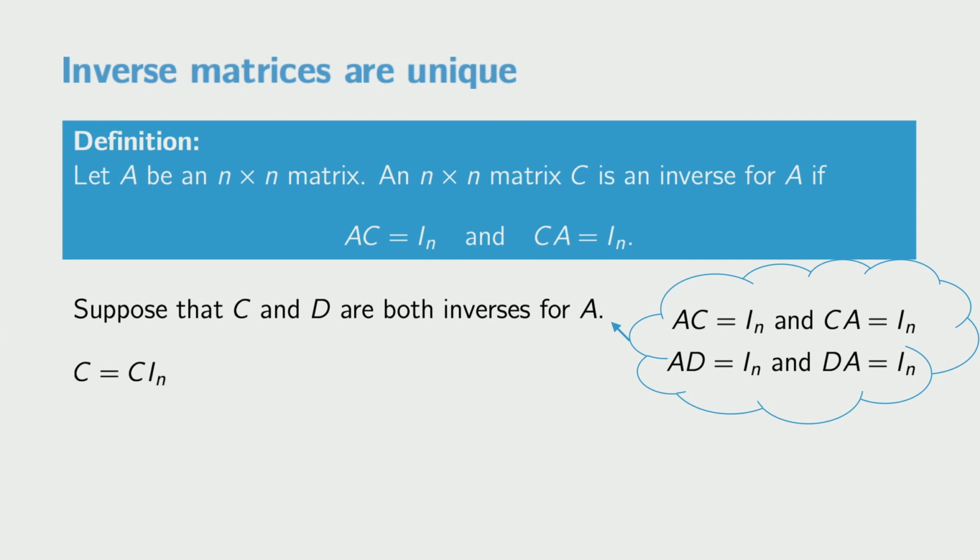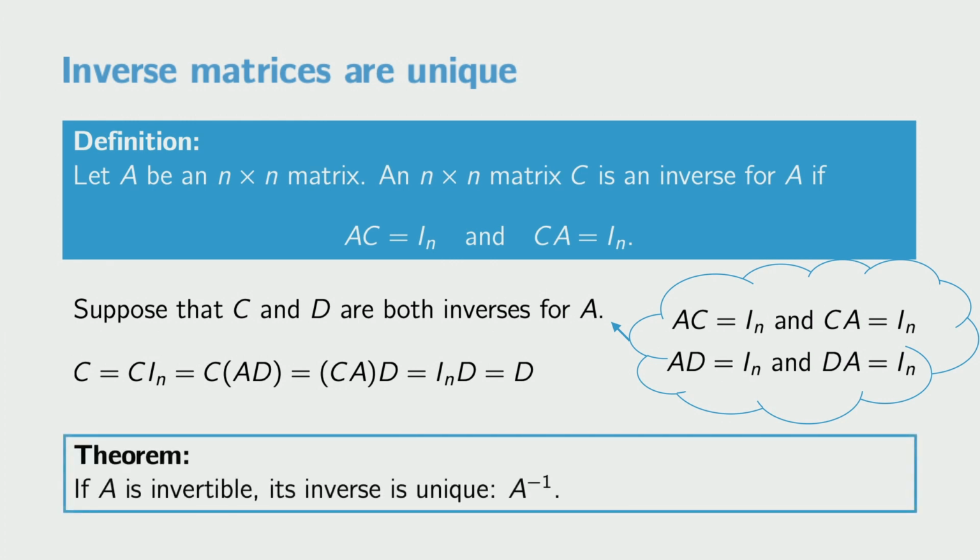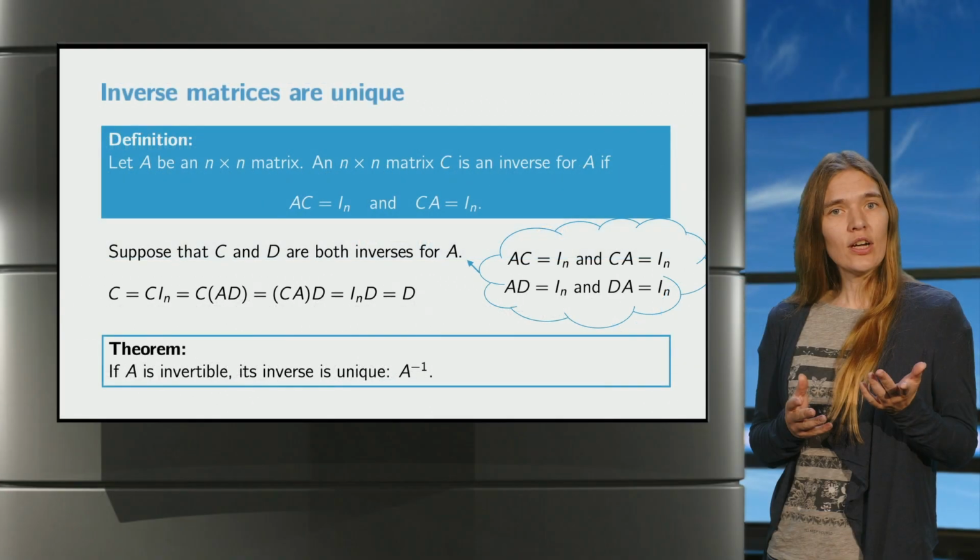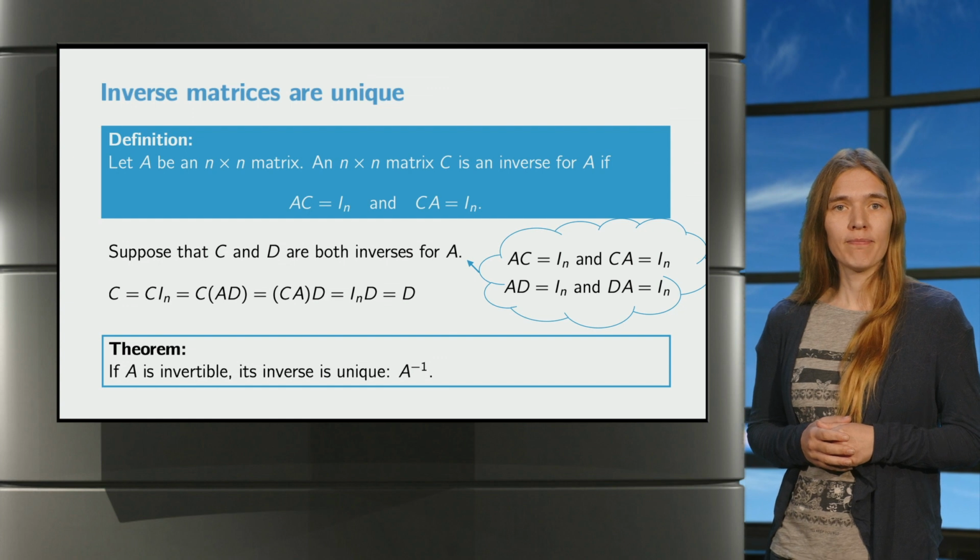We write C equals C times the identity. But the identity matrix is equal to AD, so we get CAD. We are allowed to compute CA first though. And by the properties of inverses, CA is the identity matrix again. So we end up with ID, which is just D. And hence, C apparently equals D. So for an invertible matrix, we can talk about its unique inverse. We denote it by A to the power -1.